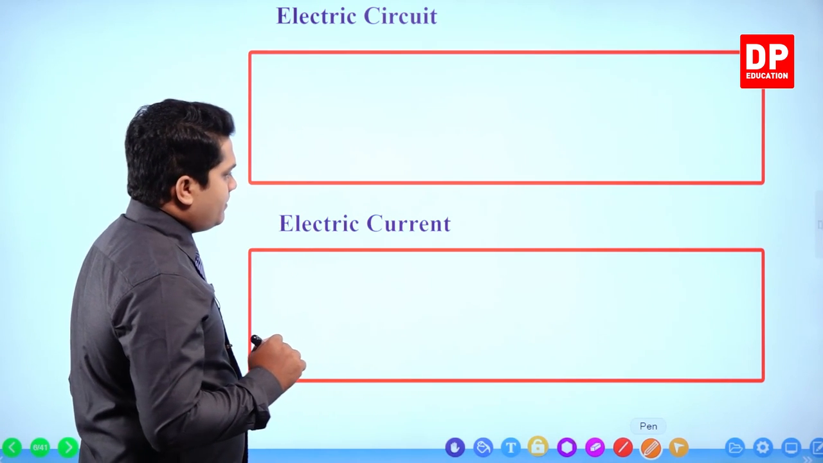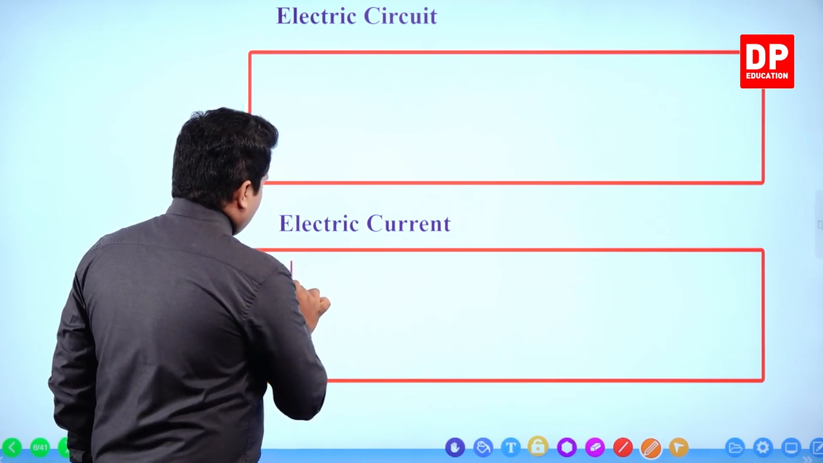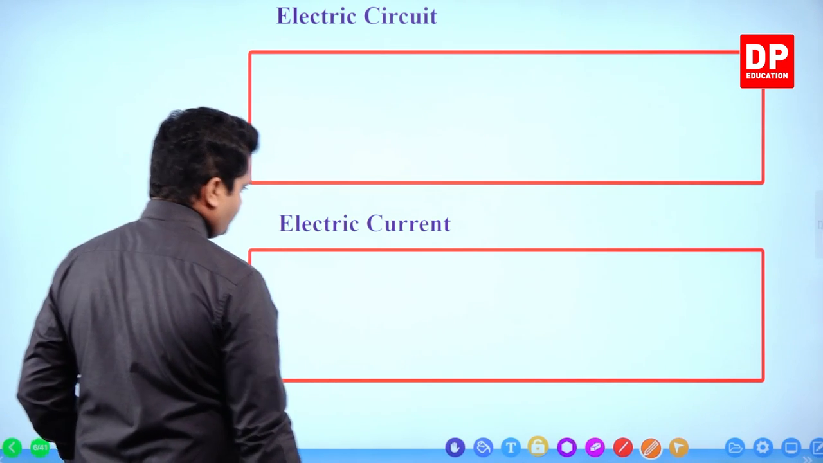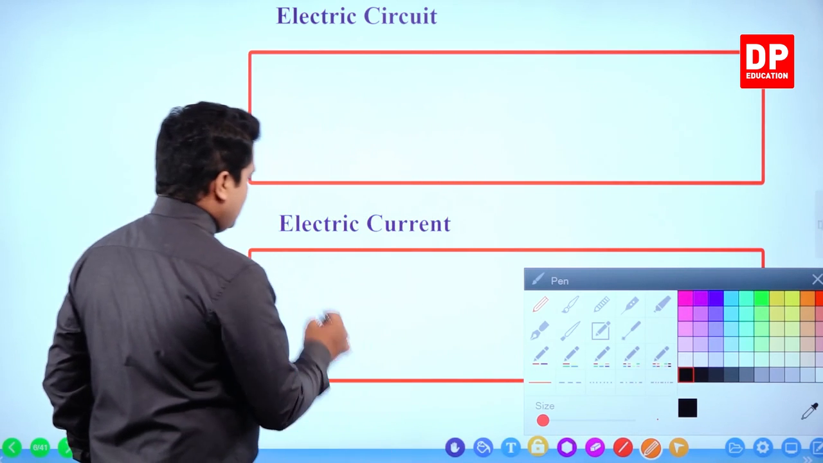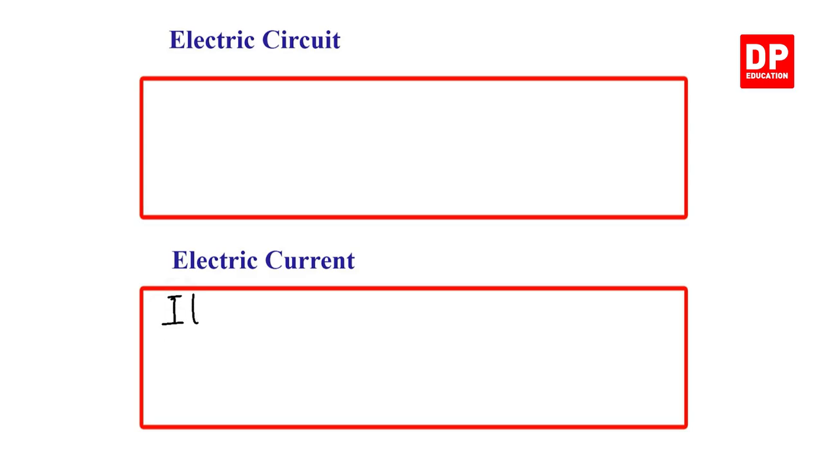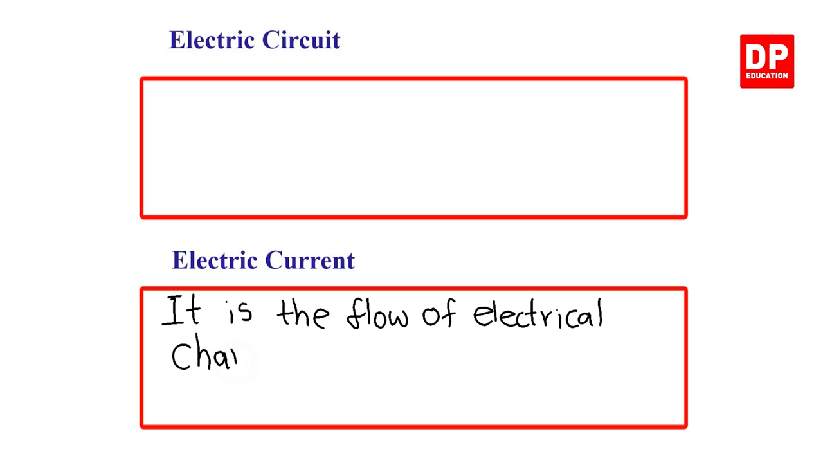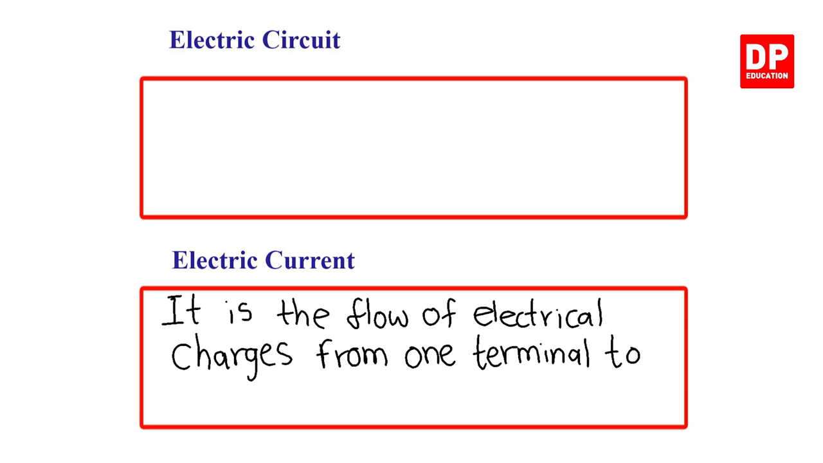So we'll write down what you mean by an electric current. I'll use a different color pen. It is the flow of electrical charges from one terminal to another.